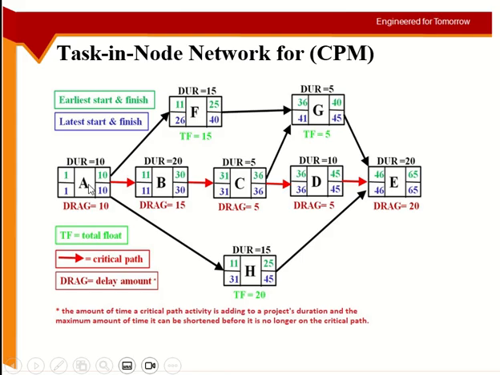So you can see activity A affects three activities: B, F, and H. Activity C affects G and D only, and G is also affected by F. And activity E is depending upon three activities. So the arrows are showing the dependencies.